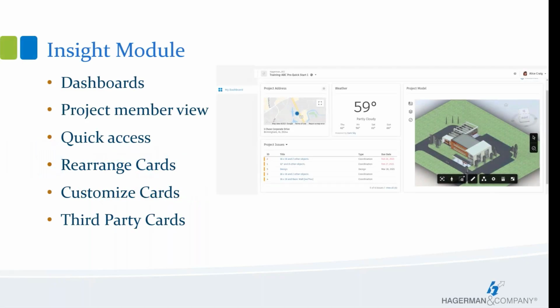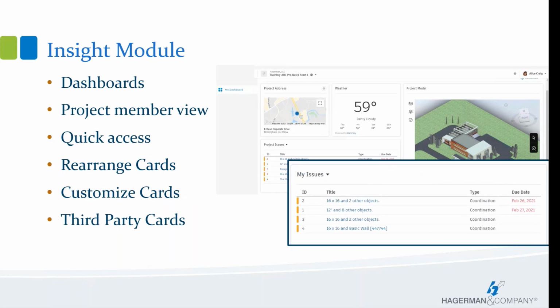The Insight dashboard provides a single view of the project for the project members. They can access important and relevant actionable information. You can quickly evaluate areas that require attention for you or your team or even your company, and then easily navigate to the modules to continue to work. So in this image here, I could select any one of these issues from the dashboard, and it would take me directly to a BIM view with that issue so I could see what's going on.